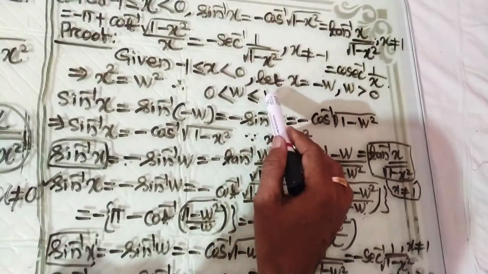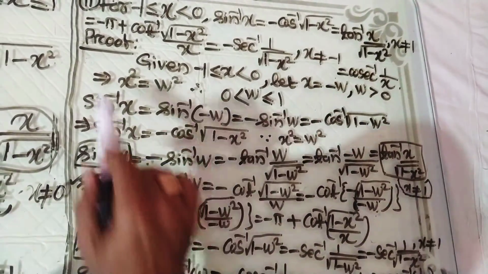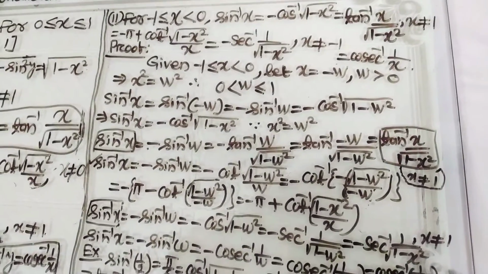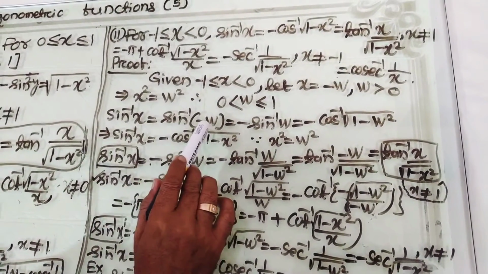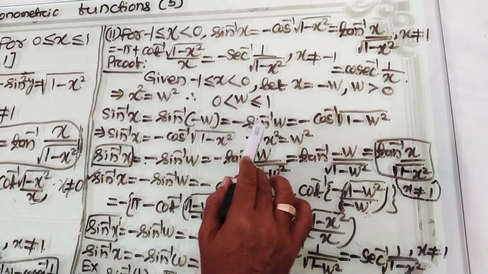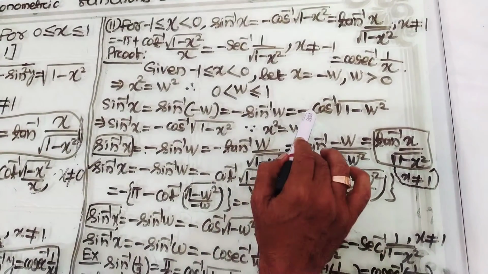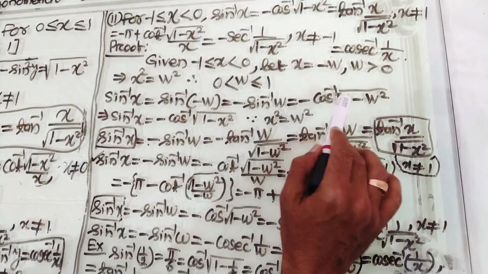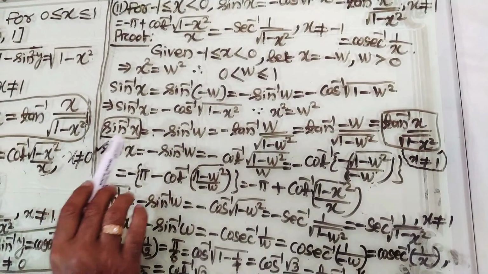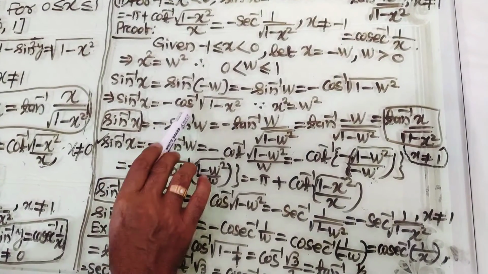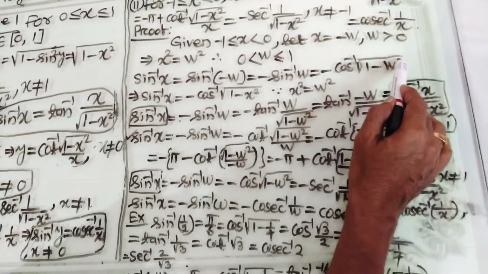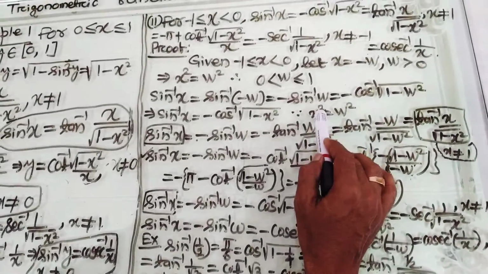And W lies between 1 and 0. Therefore, x square is equal to W square. Then sin inverse x, in place of x we can write minus W, sin inverse minus W, which is minus sin inverse W. Since W is positive, this is minus cos inverse root over of 1 minus W square. So sin inverse x is equal to minus cos inverse root over of 1 minus x square, since W square is x square.